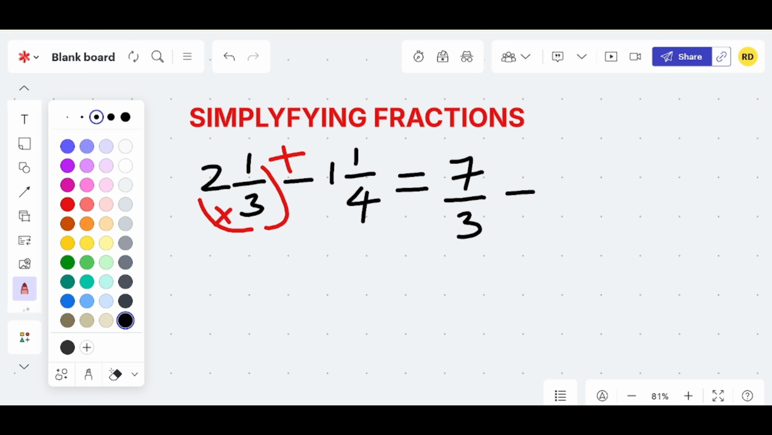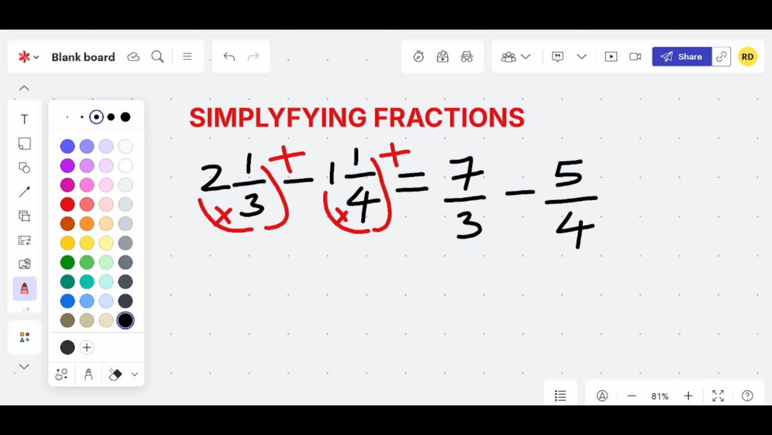That should be subtracted. And then you can see that the second one, again the same thing. 1 times 4, you multiply 1 and 4. And now you add that to 1, which would be 1 times 4 is 4. 4 plus 1 is 5. You write 5 over 4. So we just converted them into improper fractions. Now how do we subtract them?